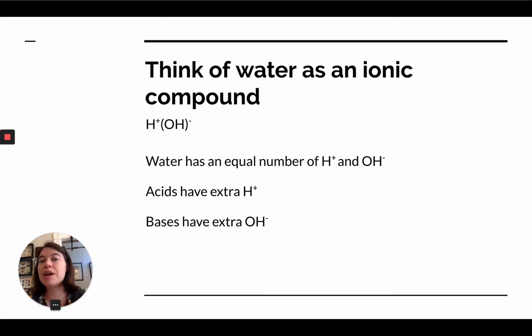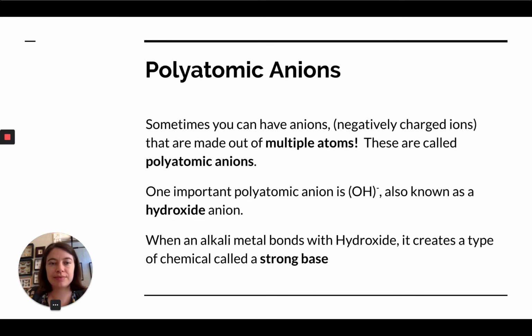And we'll talk about what it means to be an acid next week. But the basic cause is having extra hydrogen cations. Now, if you have extra hydroxide anions, extra OH negatives, then you have a base. And we'll talk about the properties of bases next week. But for now, understand that bases have extra hydroxide anions.